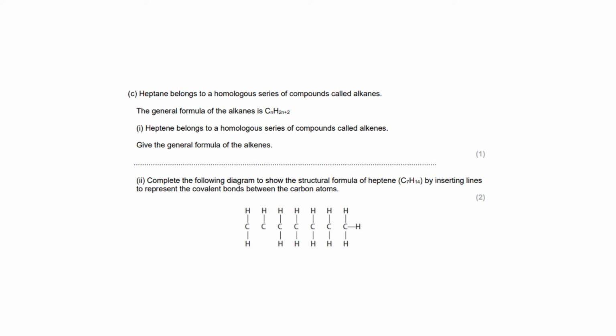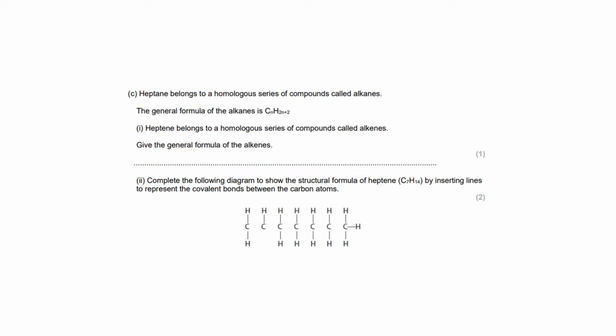Okay, question C. Heptane belongs to a homologous series of compounds called alkanes. The general formula for alkanes is CnH2n+2. Heptene belongs to a homologous series of compounds called alkenes. Give the general formula for the alkenes.